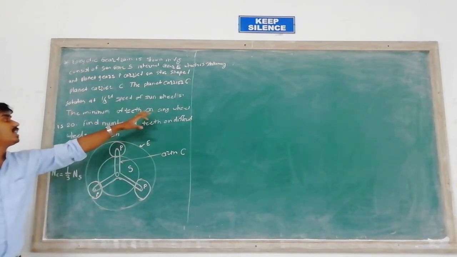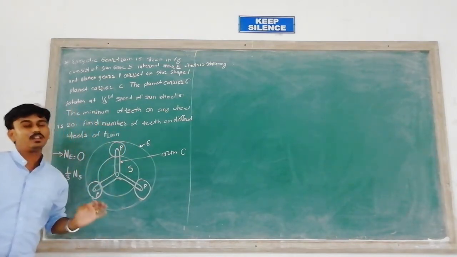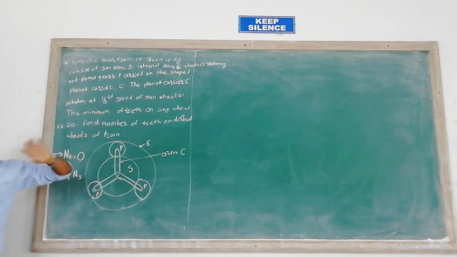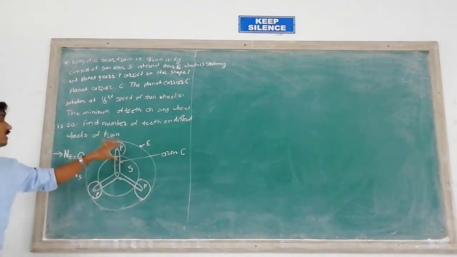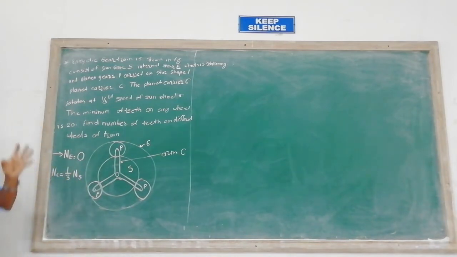The minimum number of teeth on any wheel is 20. It means the minimum number of teeth in any wheel must be 20, not less than 20. The number of teeth on any gear should be 20 or greater than 20, but it should not be less than 20.